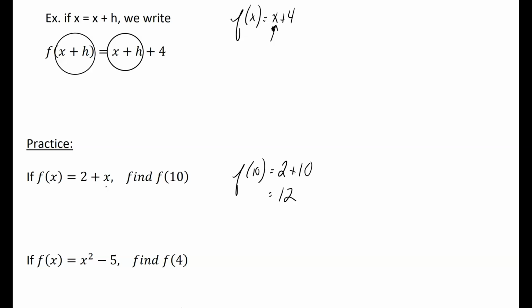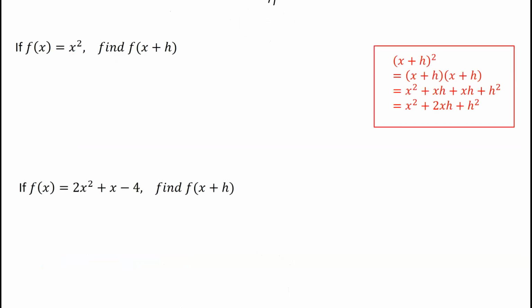In the second one, be careful, we have an x squared. f of 4 is equal to x, which is 4 now, and squared, minus 5. This will be equal to 16 minus 5, which is 11. Okay, so everything that happened to x must happen to whatever the value subbed in is.